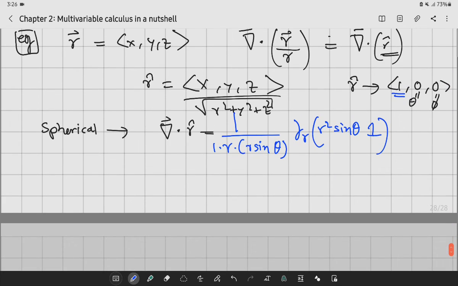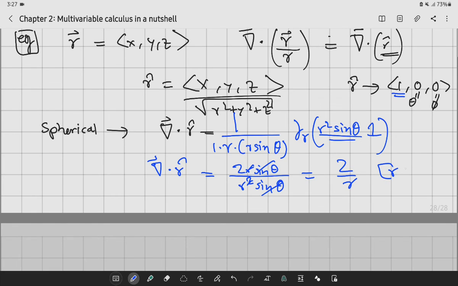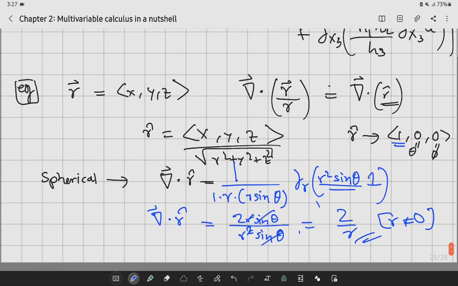Okay, so what will I get here? I'll have partial r of r squared sine theta, which is 2r sine theta, divided by r squared sine theta. This is the divergence of r hat, and sine theta gets cancelled. I'll have r get cancelled out, 2 over r. Of course, r is not equal to 0, because that will give you a divergent answer. This is the answer. Simple. Just 2 steps and you're done. But with Cartesian, it's a nightmare.